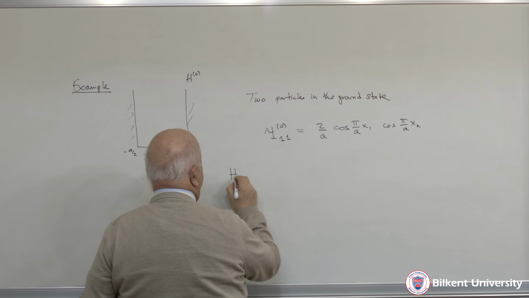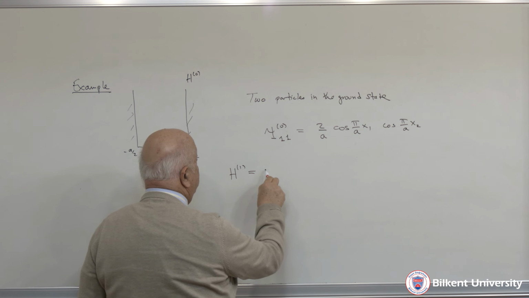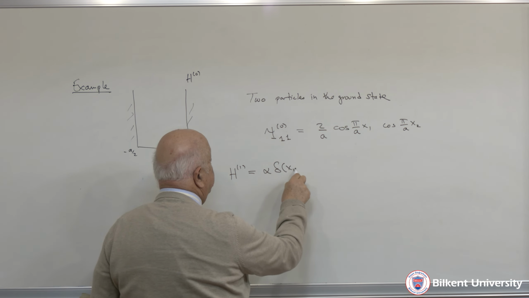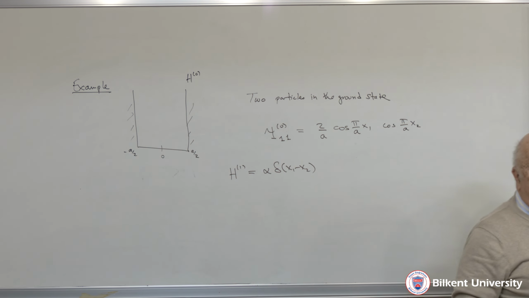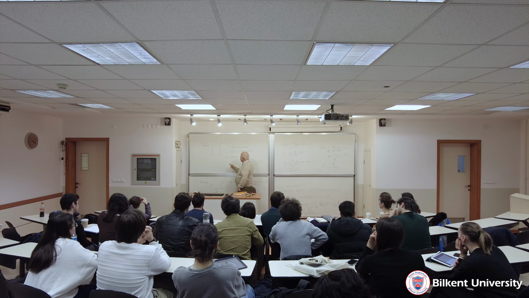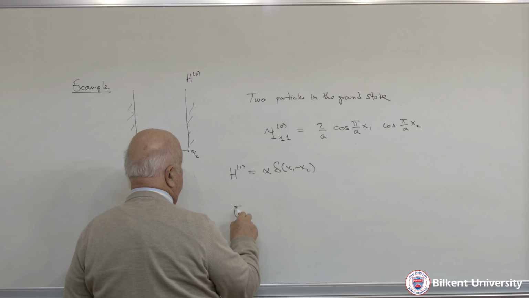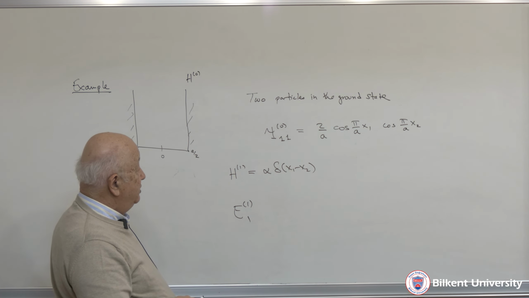Now, suppose I put in an H1. I'm going to put something like this, delta x1 minus x2. That is a function which pushes the particles apart. This says 2 particles should not be in the same place, otherwise you have a bigger energy. So what happens to E1 for the ground state? How much will it change?